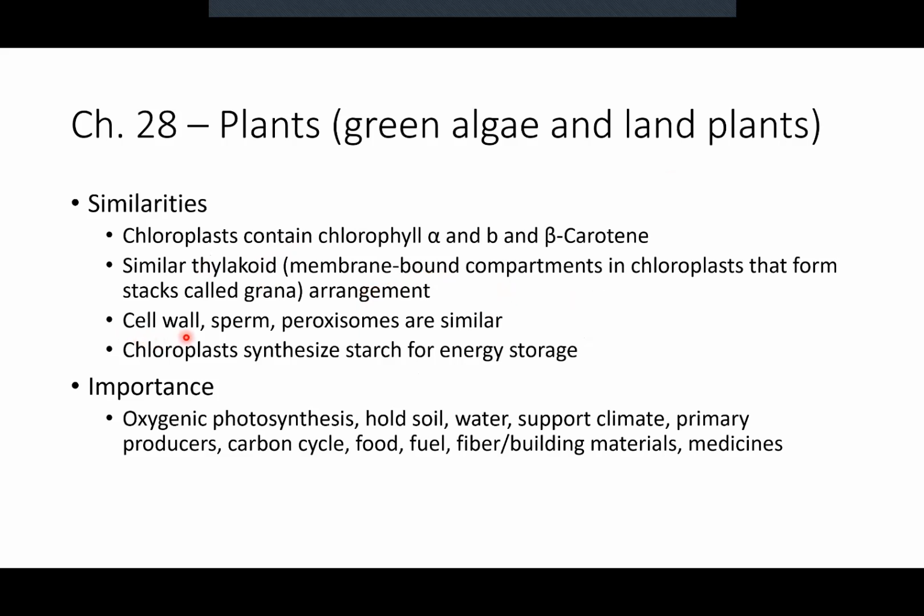Other similarities between green algae and land plants: their cell walls are similar, the sperm is similar, and peroxisomes are similar. And going way back to the beginning of the semester, it might have been chapter 1, when we talked about cells, peroxisomes oxidize different chemicals in a cell. Finally, chloroplasts synthesize starch for energy storage.